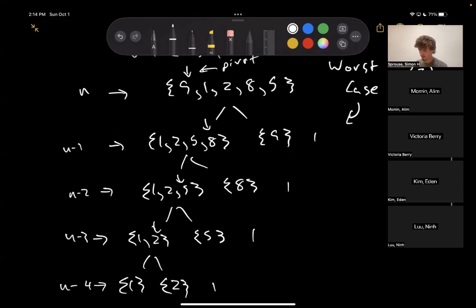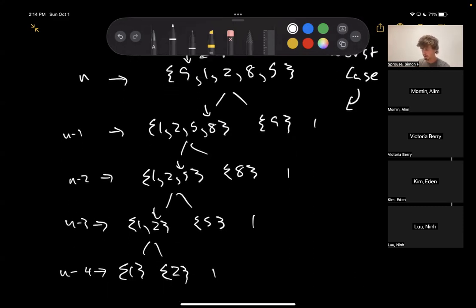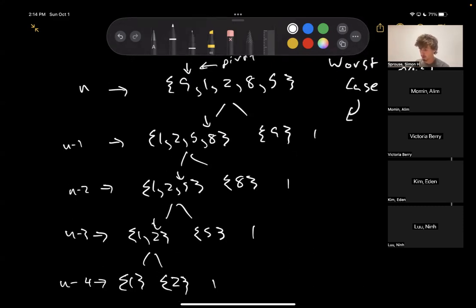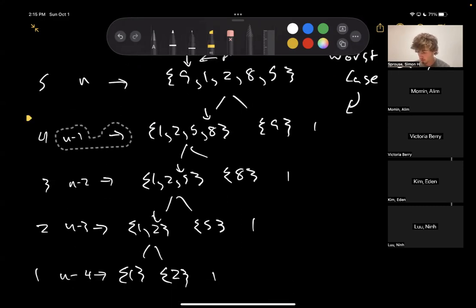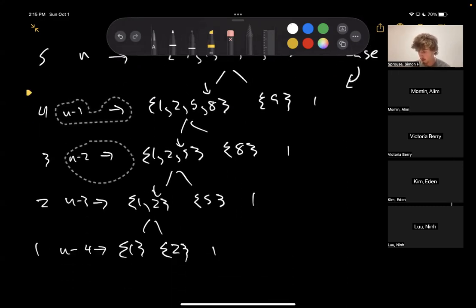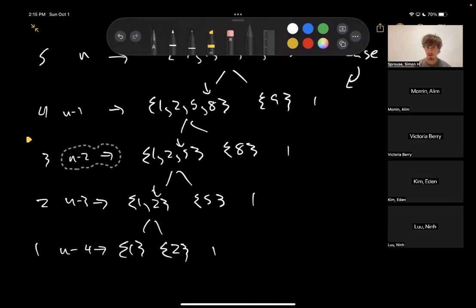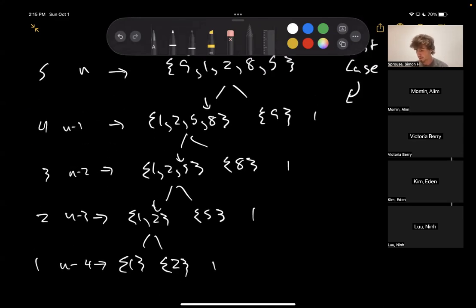So looking at this, it becomes pretty clear that this is the arithmetic sum, right? If n is 5, we've got 5, 4, 3, 2, 1, and that's how many comparisons we're going to be doing at each level. At the level of 5, we're going to be doing 5 comparisons based on the pivot point. At this level, 4 comparisons. Then 3 comparisons. You get the idea, right?